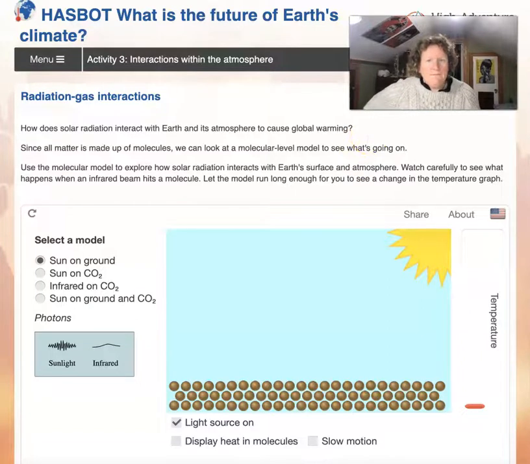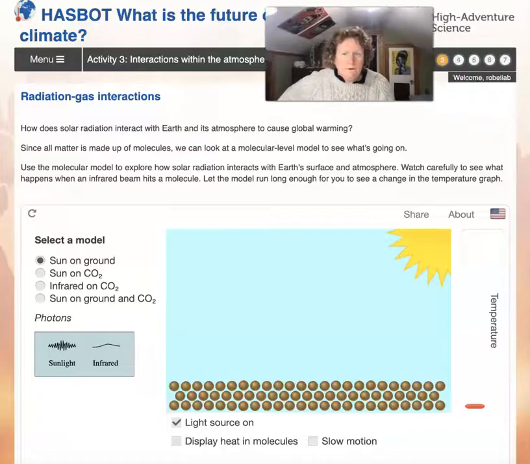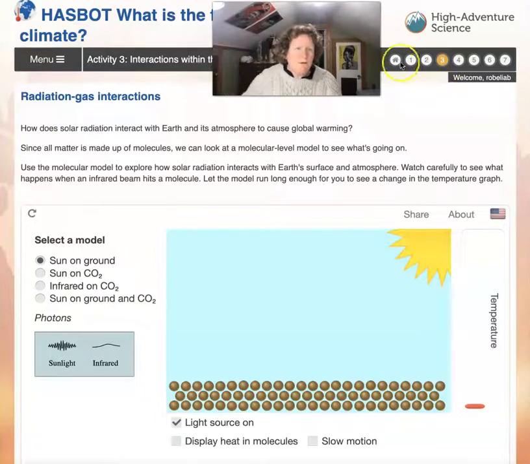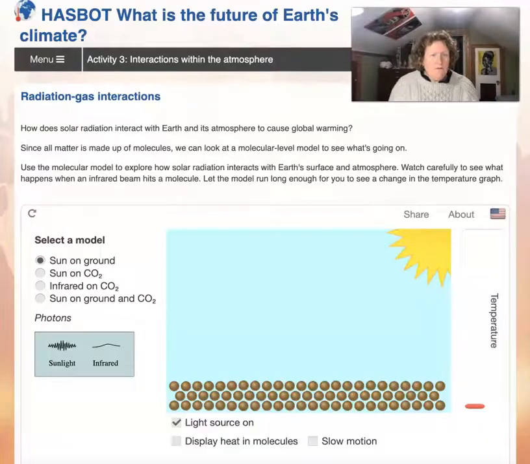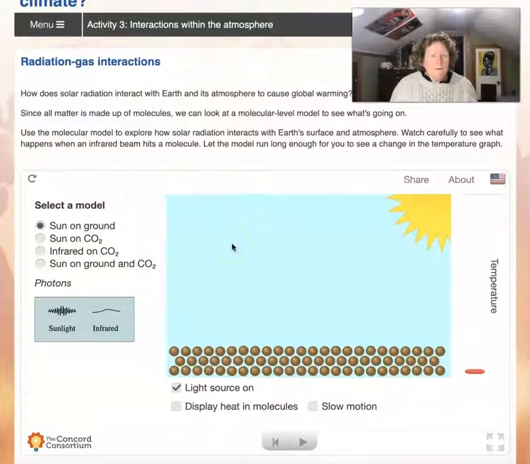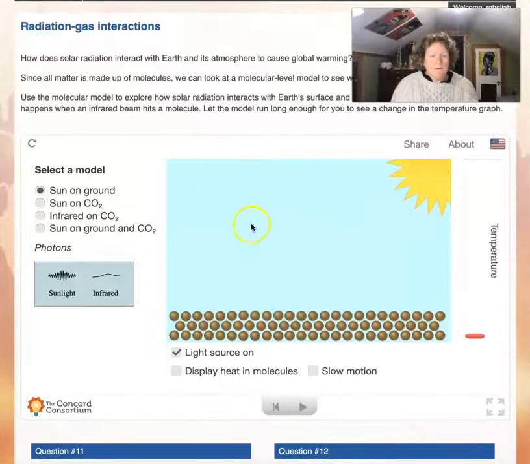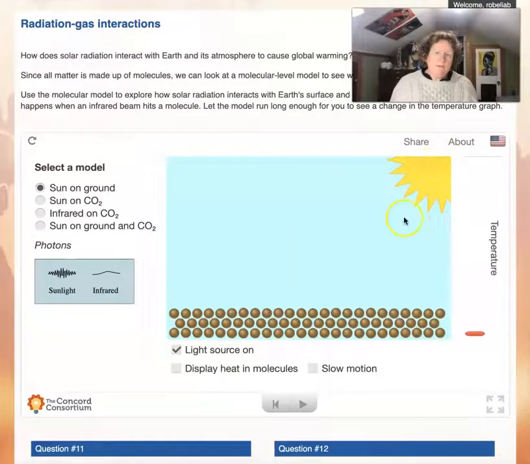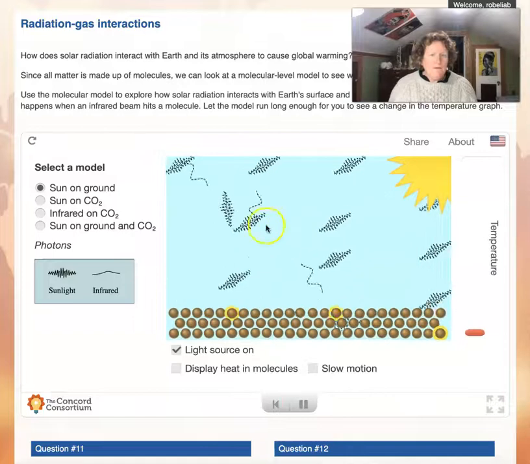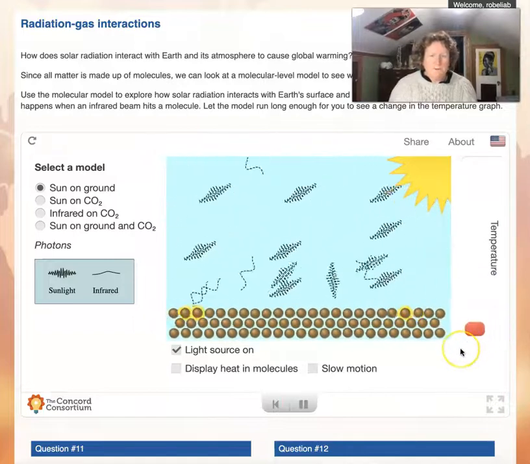Okay, in the last video, we were just starting page 3 of activity 3 in HASBOT. What is the future of Earth's climate? So on page 3 in activity 3, we have this model looking at radiation gas interactions. The sun is emitting sunlight, it heats up the ground, and then it emits infrared radiation.